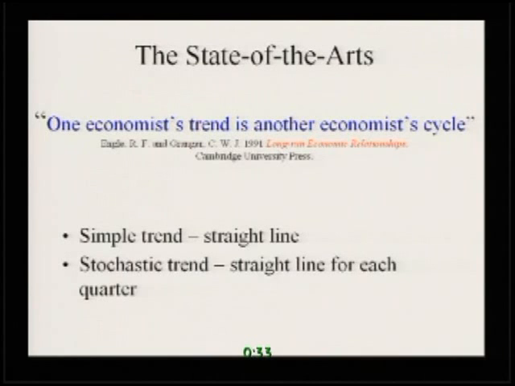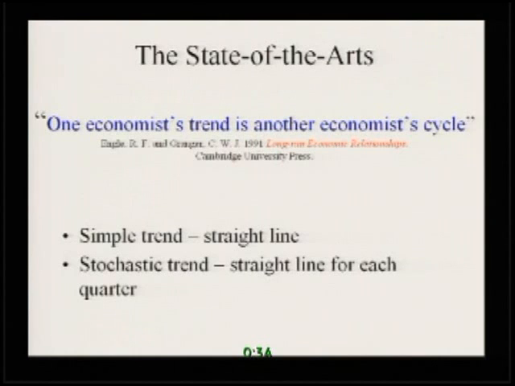So with this problem, Engle and Granger introduced a new concept. This is a simple trend. It's a straight line, like you draw a line from beginning to end. But then they introduced a stochastic trend. What's a stochastic trend? A stochastic trend is still a straight line, but this straight line does not go from beginning to end. It goes from one quarter to another, just within one quarter. So you take the data and divide it into quarters.